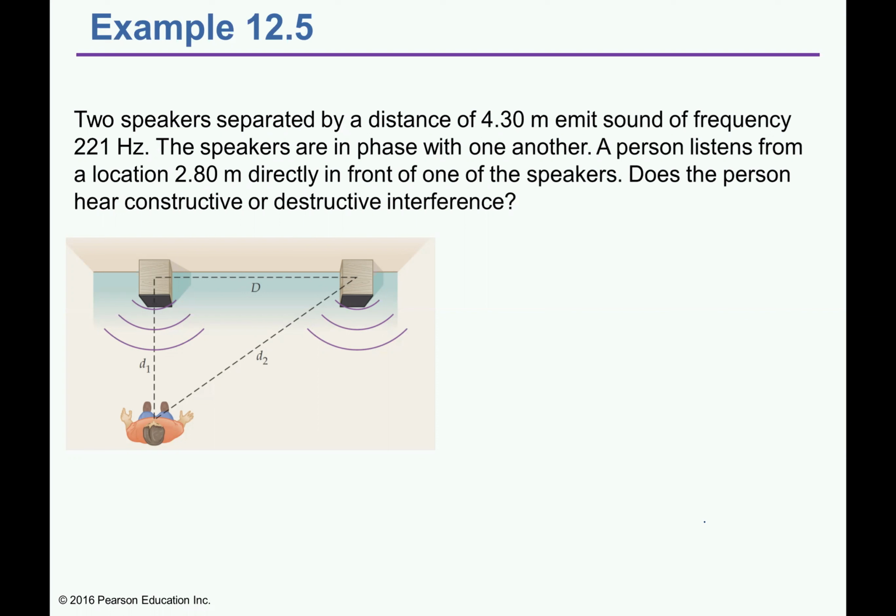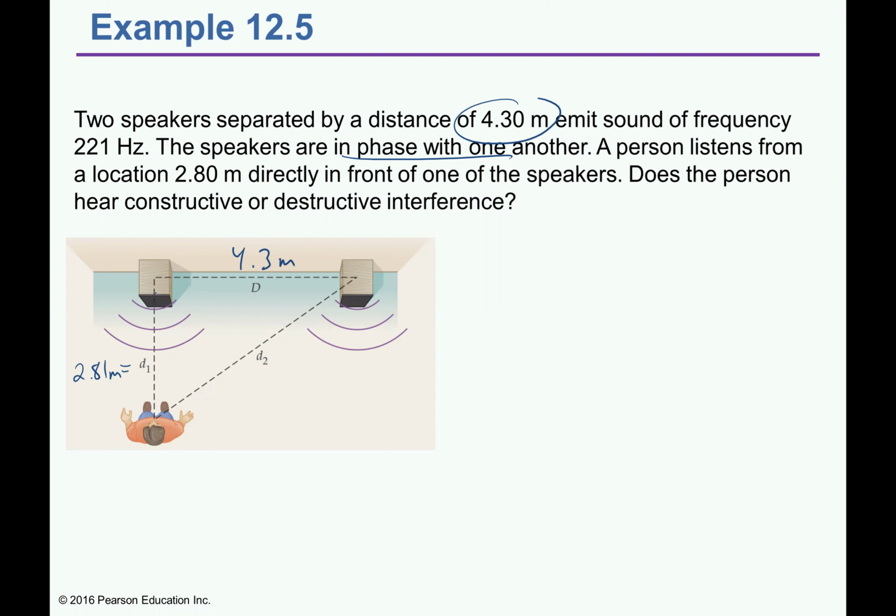All right. That means what we're given here is that they are separated by 4.3 meters. That means this distance is 4.3 meters. And we're told that they are in phase. That means technically they have the same frequency and wavelength. And it says the person is 2.8 meters directly in front of one of them. Let's take it right here. That means D1 here is 2.8 meters. And the idea here is this.